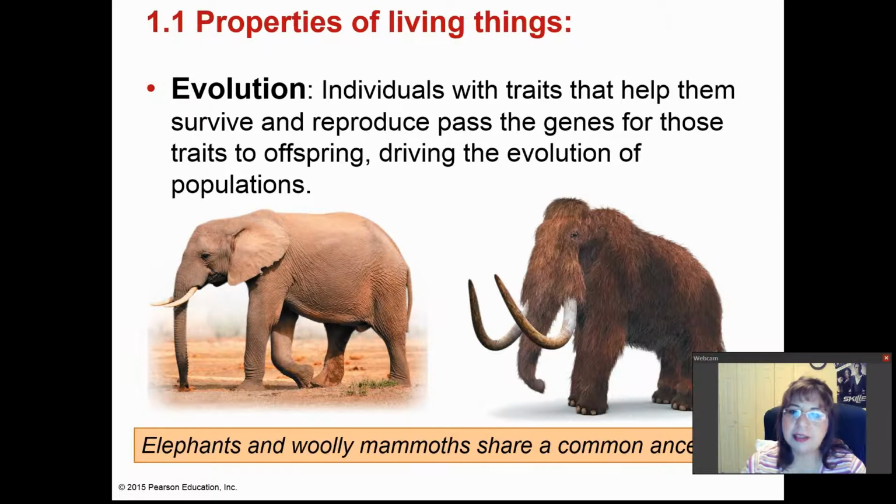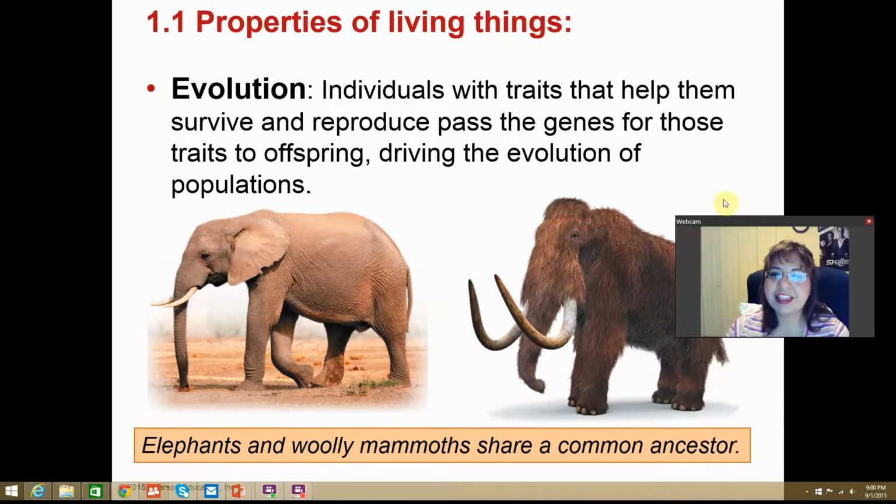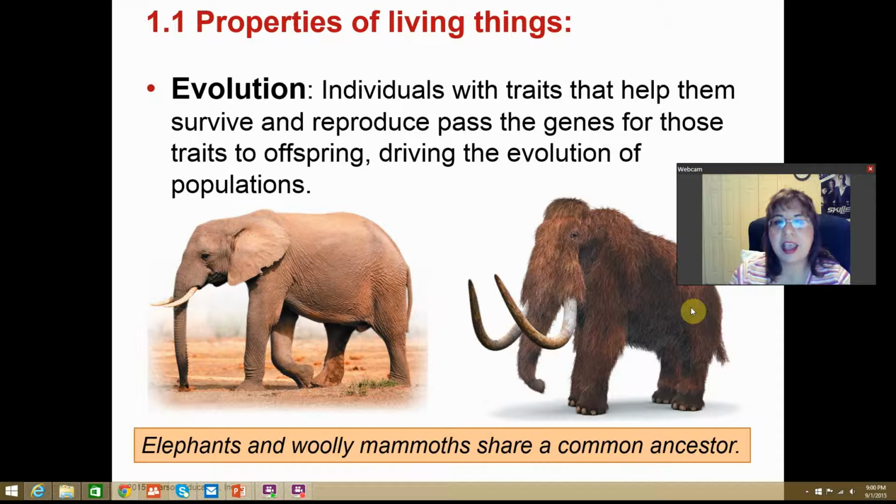Living things, they don't stay the same. Living things, they change. And in biology, we use the word evolution to specifically describe how living things change with regard to their genetic information. Evolution, it's a process where individuals with traits are able to better survive and pass on those genes to their offspring. And it's that differential survival, that differential reproduction, which drives the process of change.